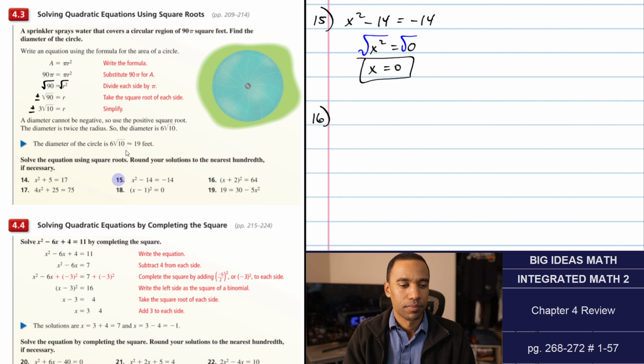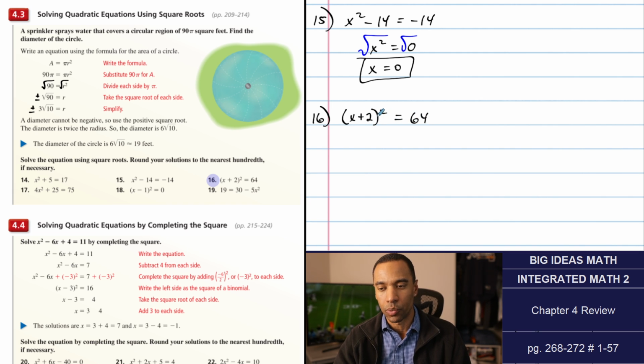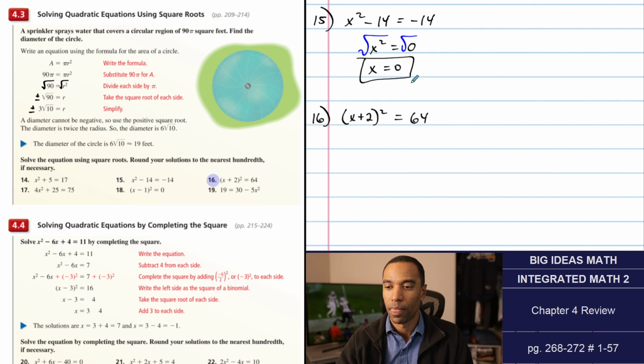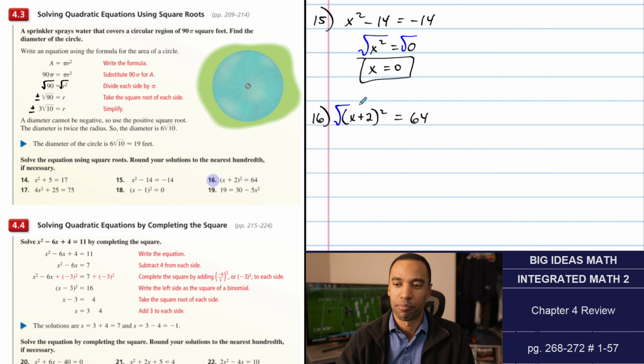Number 16. (x + 2) squared equals 64. Instead of trying to expand this out, it's a benefit to you to have this squared thing. We're going to be doing this by completing the square in the next section. So you want to go straight from here and take the square root of both sides.